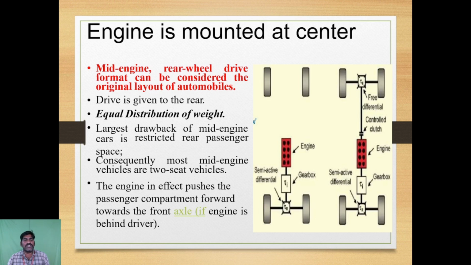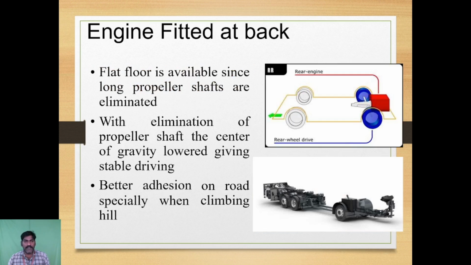Fourth one, the largest drawback of mid-engine cars is restricted rear passenger space. Consequently, most mid-engine vehicles are two-seaters. The engine pushes the passenger compartment forward towards the front axle, as the engine is behind the driver.